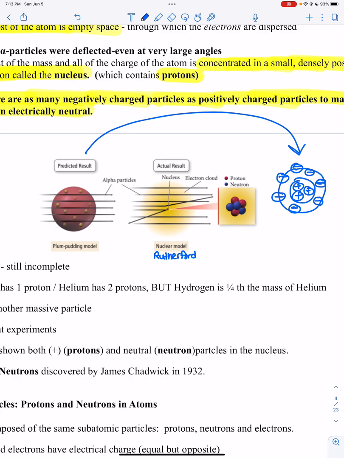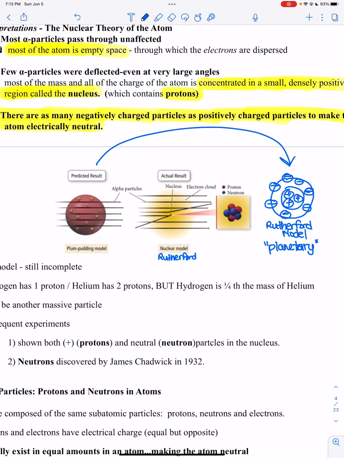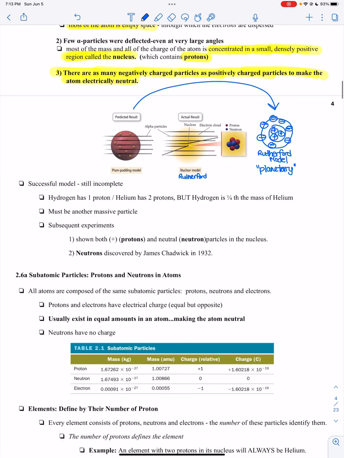So we call this the Rutherford model, sometimes referred to as the planetary model. Kind of like a planet orbits the sun, we have the electrons orbiting the nucleus, the positive nucleus. Later, this was a successful model, but it was still incomplete, right?